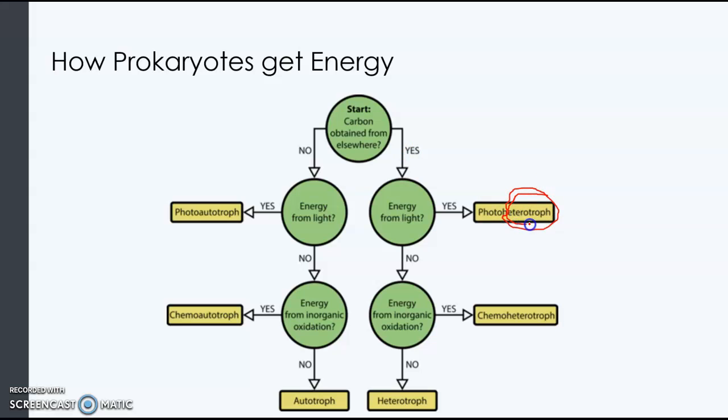Both of these examples on the right are heterotrophs, but if the energy comes from light to break down the carbon source and turn it into energy that can be used in the form of ATP, if the energy came from light, then it's a photoheterotroph. And if the energy came from breaking down chemicals, it's a chemoheterotroph. So humans are chemoheterotrophs. Animals in general are chemoheterotrophs.